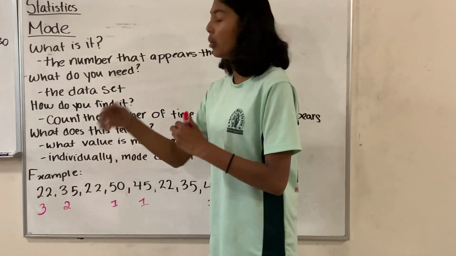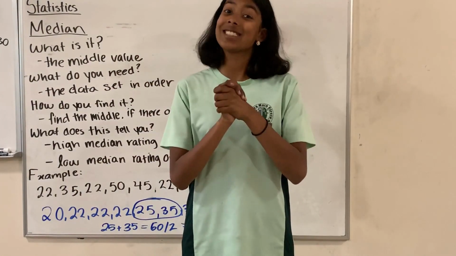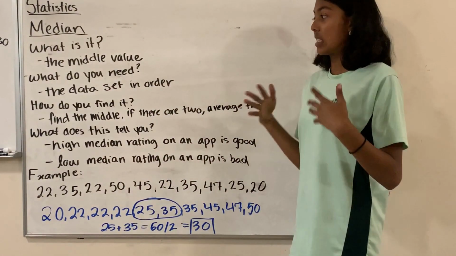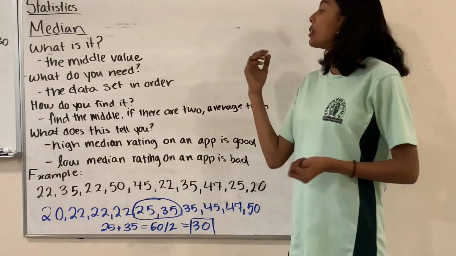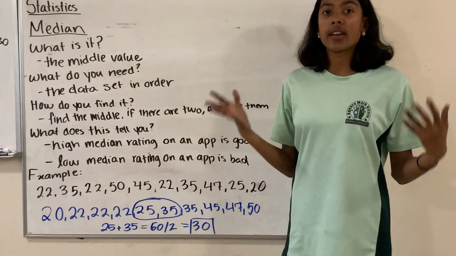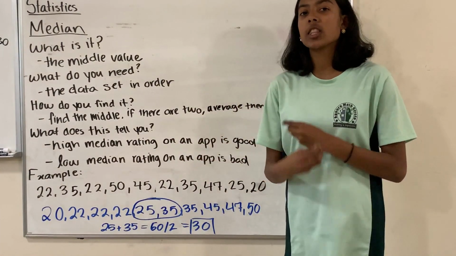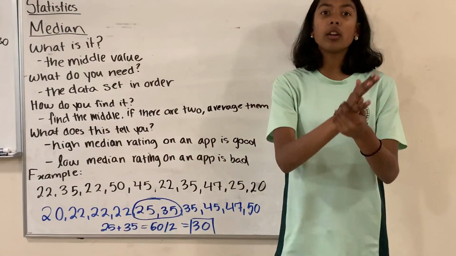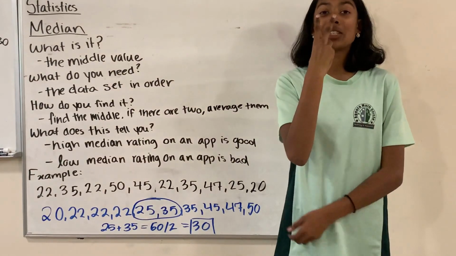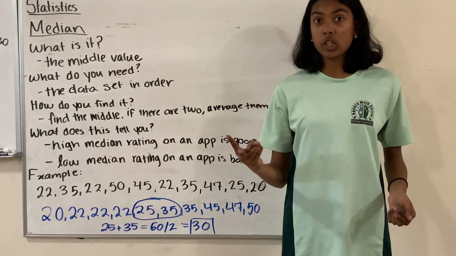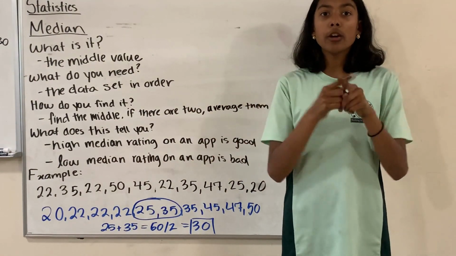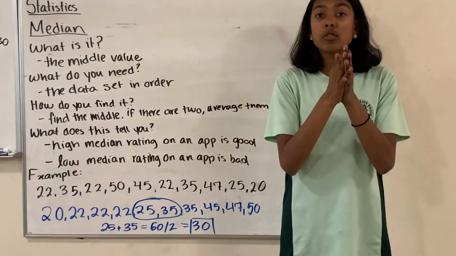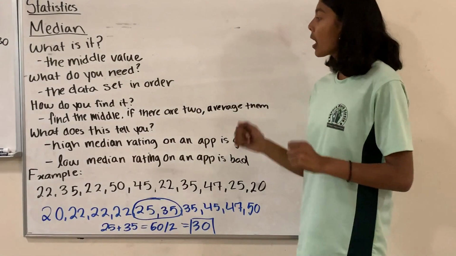Now for our third statistical tool, which is median. Well, what is median? It's basically the middle value. What do you need? You need the data set in order. How do you find it? Well, you find the middle. If there are an odd number of values in a data set, then it's just the middle. But if there's an even number, there would be 2 numbers in the middle. So what you have to do then is you find the middle of those 2 by averaging them out. And to average them, you add them together and you divide by 2.